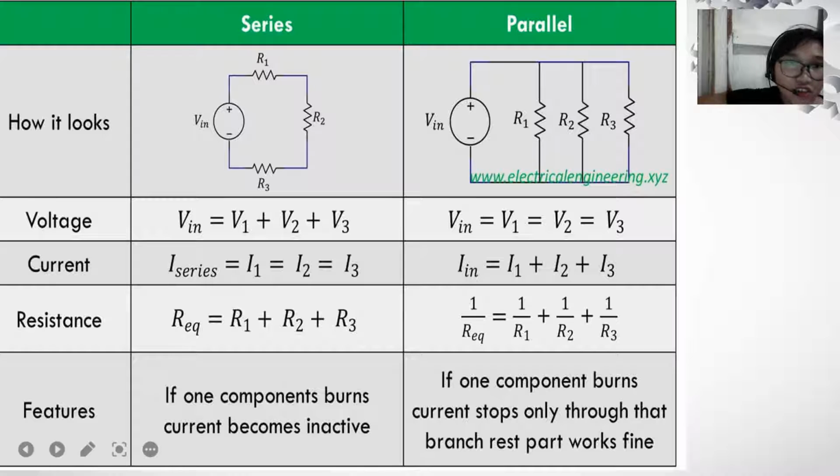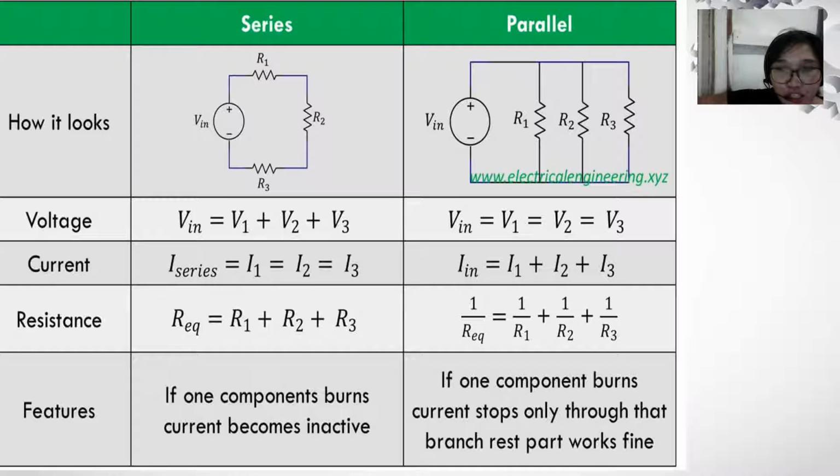In resistance, in a series, the equivalent resistance is equal to resistance 1 plus resistance 2 plus resistance 3, because as you can see, there is a direct path: once you get in the circuit, you get out the same way, and it's easy. Not like in parallel, where you have to go through connecting parallel circuits. So we have 1 over the equivalent resistance is equal to 1 over resistance 1 plus 1 over resistance 2 plus 1 over resistance 3.